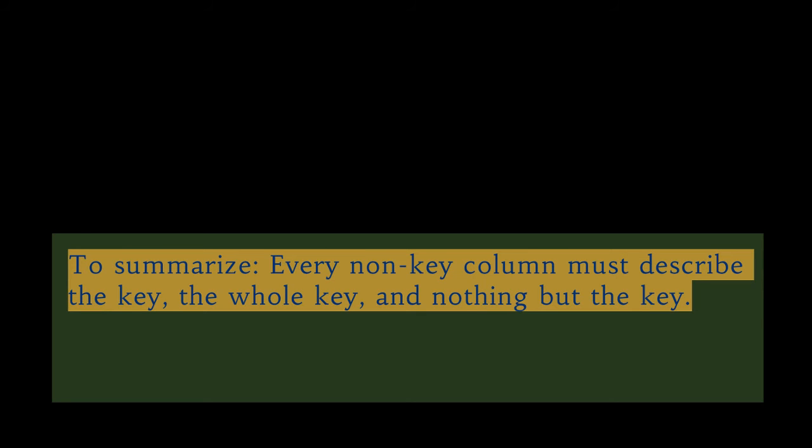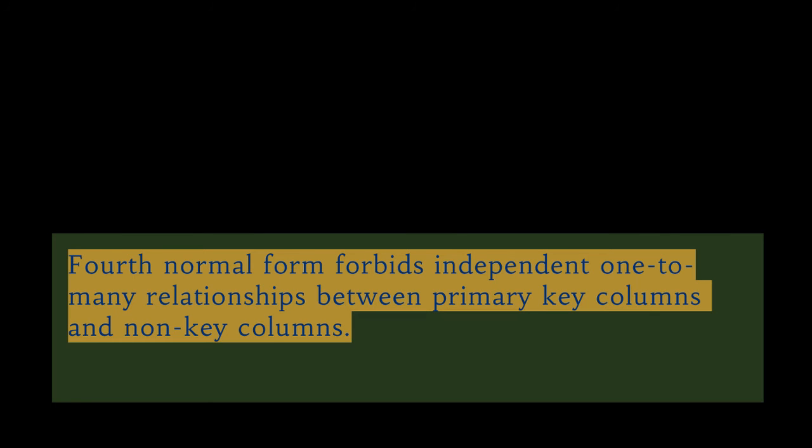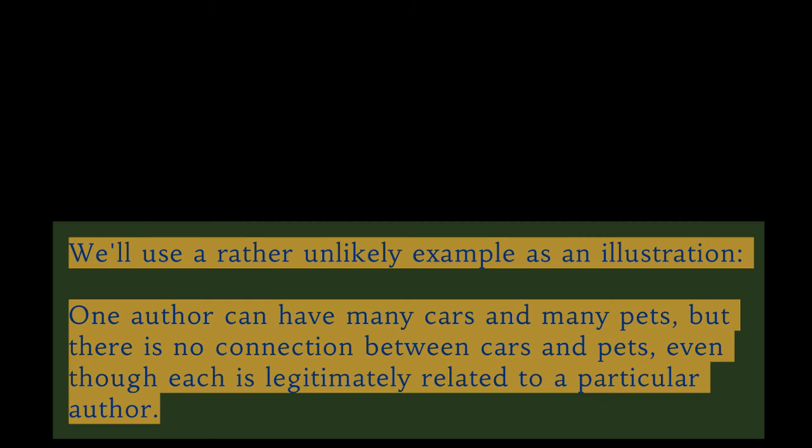Fourth normal form. Fourth normal form forbids independent one-to-many relationships between primary key columns and non-key columns. We'll use a rather unlikely example as an illustration. One author can have many cars and many pets, but there is no connection between cars and pets, even though each is legitimately related to a particular author.